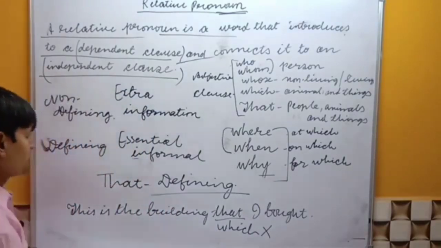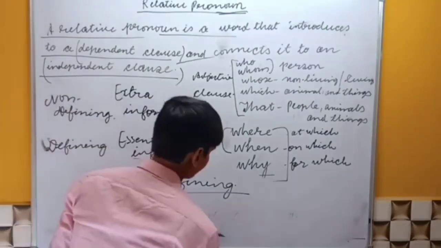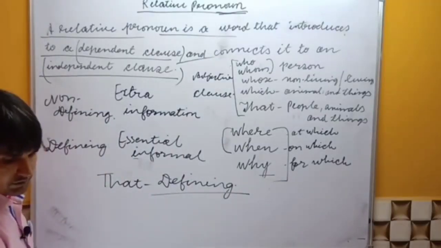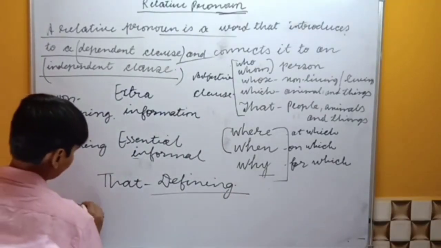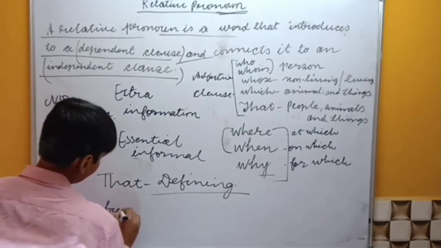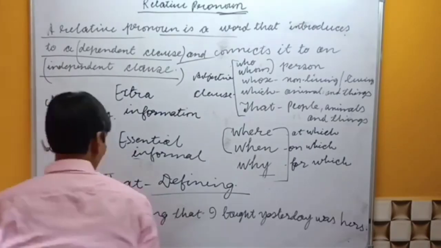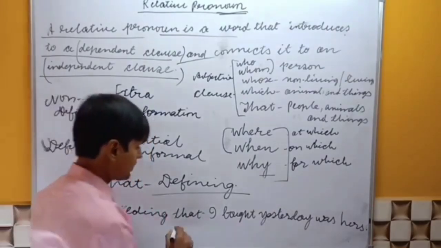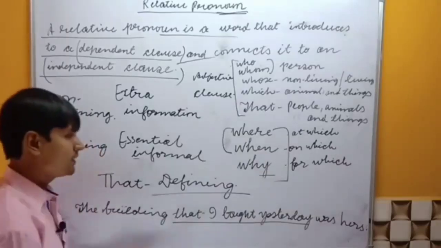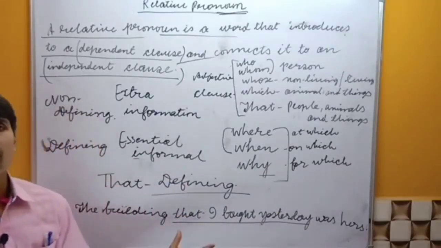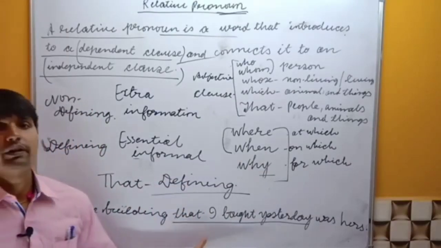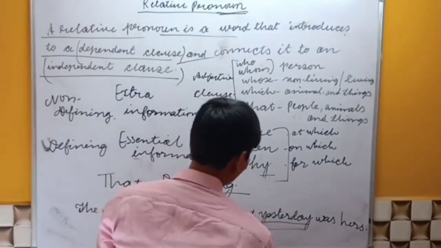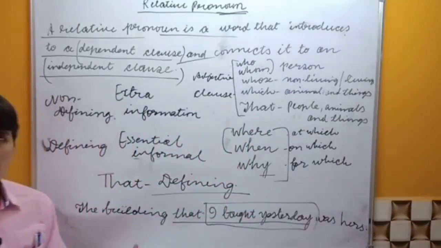Let's see other sentences. The building that I bought yesterday was hers. Now you can see that I bought yesterday is a relative clause. It is giving the essential information about the building because it is saying that I bought the building. If you think that it is extra information from here to here, then you can put a comma over here.